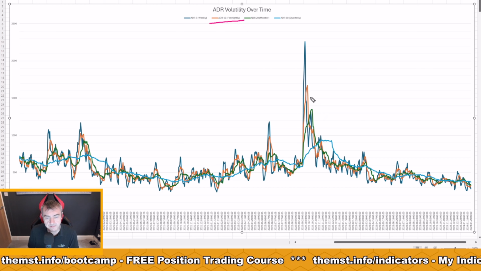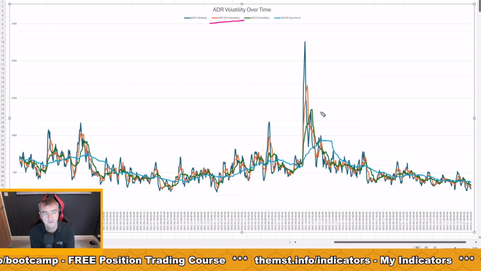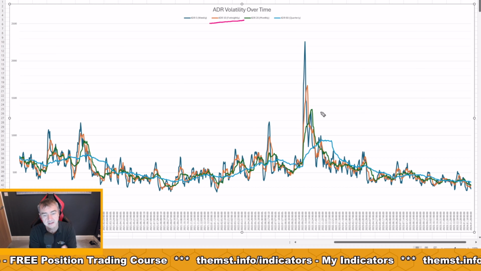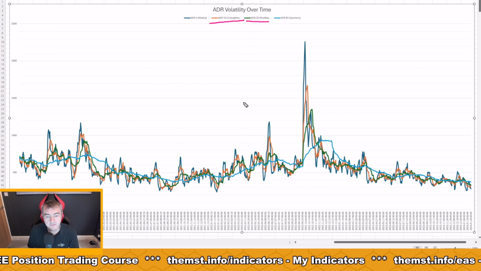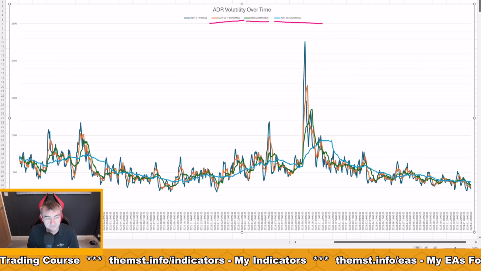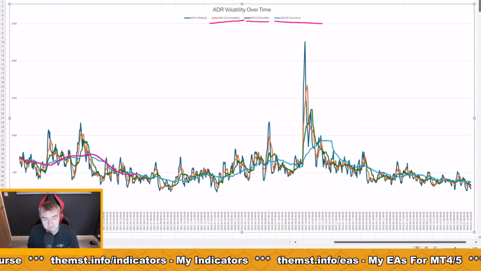ADR 10 is a little bit more smoothed out. So we're measuring it in the last 2 weeks of movement. So we're taking into account maybe some big news events and some small periods of volatility. So it becomes a little bit more smoothed. Over a month, it gets smoothed again. And then over a 60-day period, a quarter, it gets even more smooth. So this blue line you can see here is the ADR 60.